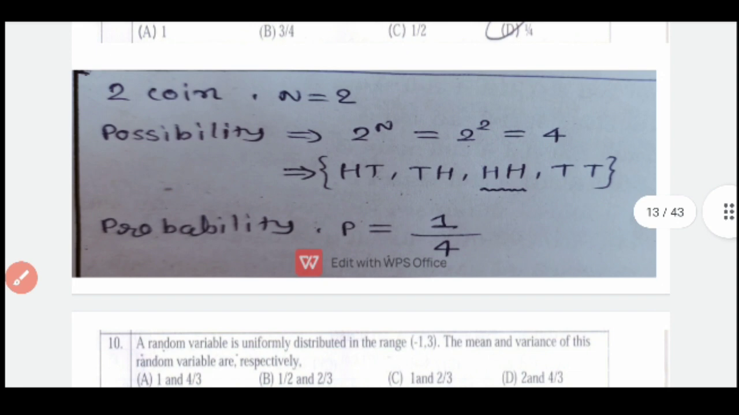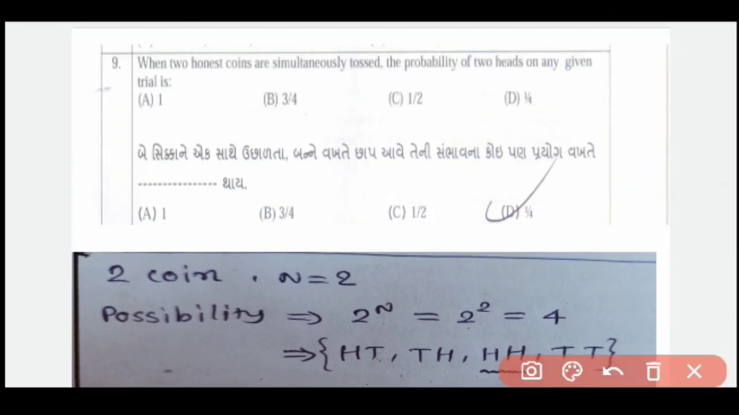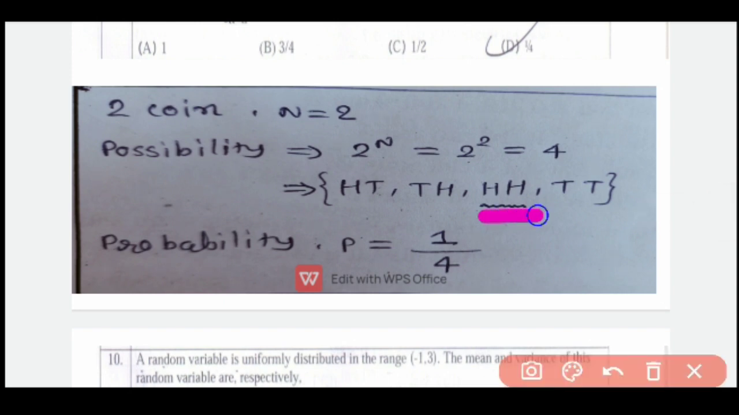Here we see the solution. When two coins are tossed, then n is equal to 2. Then the number of possibilities is equal to 2 raised to n, which means we have 4 possibilities. We get head and tail, tail and head, both heads and both tails. Then in the question we want to find two heads, so we have only one possibility of two heads. Then the probability is the number of favorable possibilities, 1, upon total possibilities. Then the answer is 1 by 4.